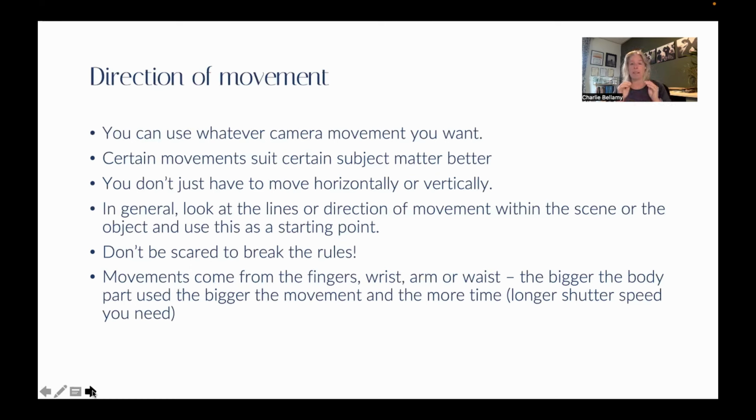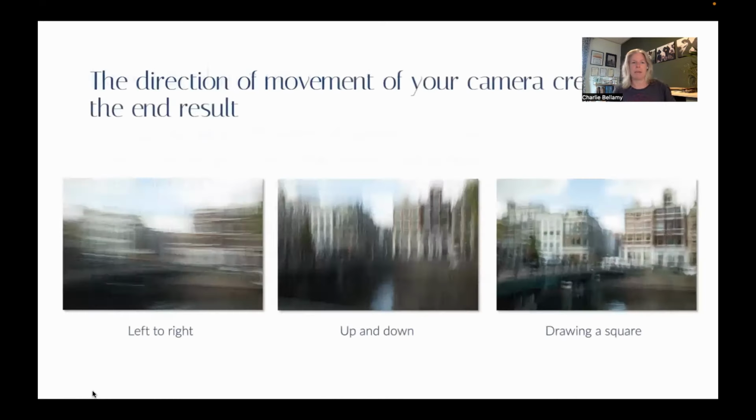Movements come from the fingers. So with your fingers, you can just move the camera very slightly, or from the wrist, from the arm, or from the waist. I'm not going to do that, but you know, I can dance. The bigger the body part used, the bigger the movement, and the longer shutter speed you're going to need.